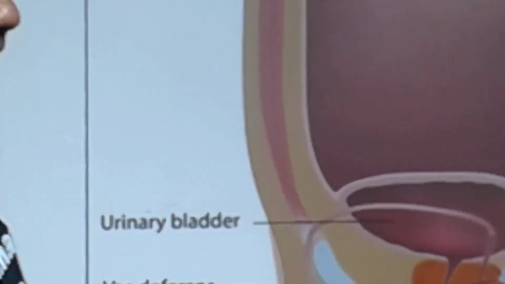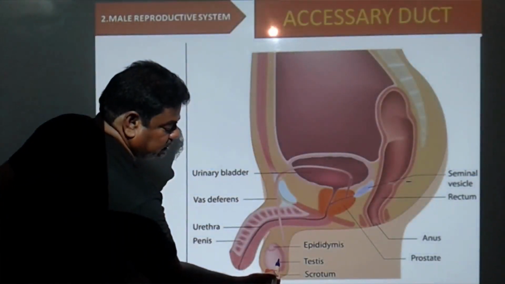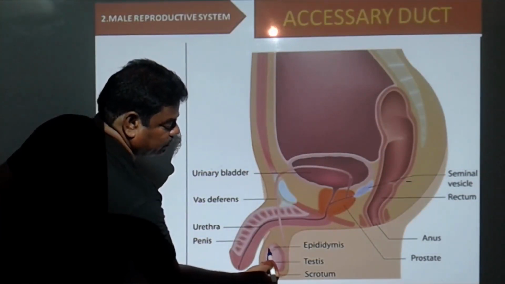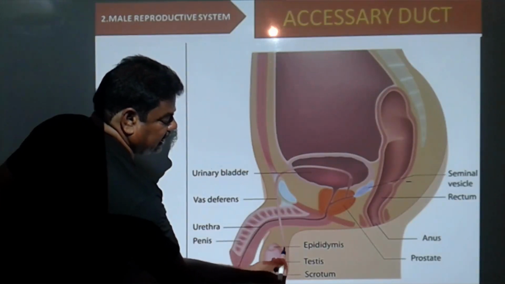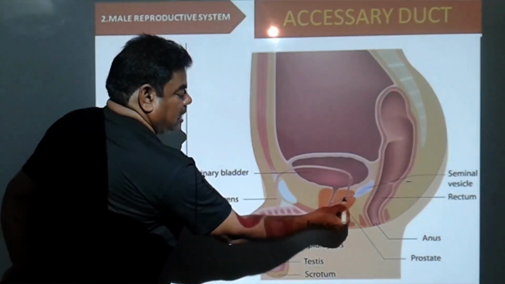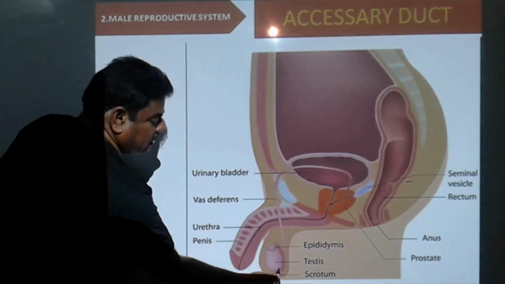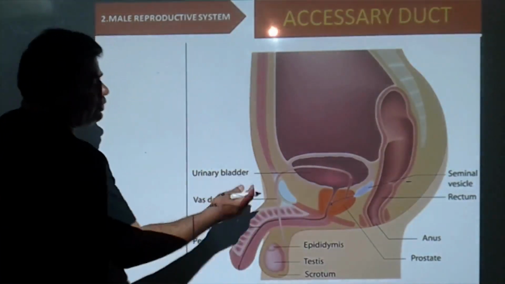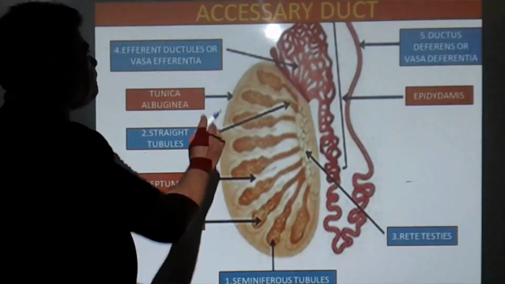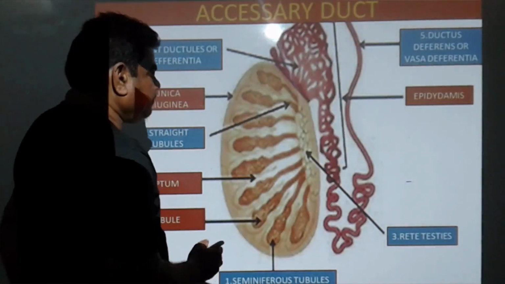Now, the accessory duct. The accessory duct consists of the rete testis, then the vasa efferentia, then this portion we call the epididymis, and this common duct we call the vasa deferentia. From here to here, we call it the accessory duct in the human male reproductive system.